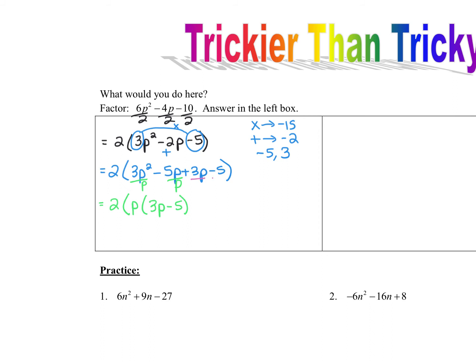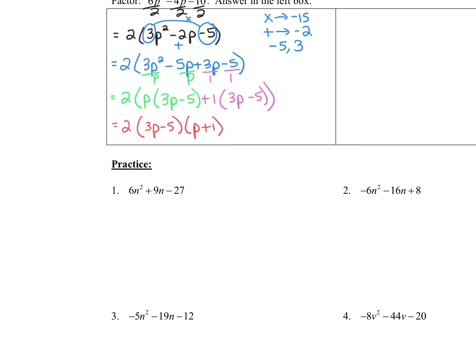In the second two terms, the only thing that you can common factor out is 1, that's a +1. And then when you divide, 3p divided by 1 is 3p, -5 divided by 1 is -5. Once again, the brackets are the same. So your final answer has the 2 out front, then the common bracket, which is 3p minus 5, then the stuff not in the brackets, which is p plus 1. We'll do another one.